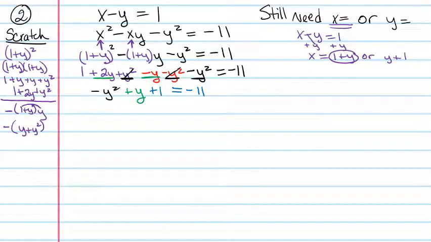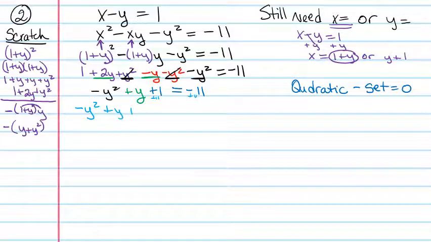Alright, this is definitely a quadratic, and so we've got to set it equal to 0. To do that, I would just add 11 to both sides. So I have negative y² + y + 12 = 0. Alright, I don't like this negative right there. So what I'm going to do is factor it out.